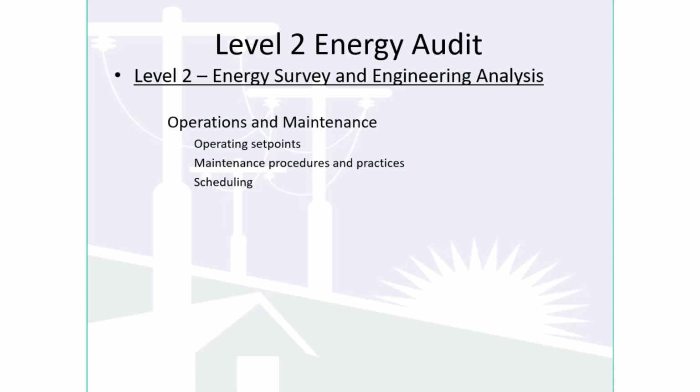We also want to look at maintenance procedures and practices. How often are filters changed? Do economizers work, and are they maintained, and do people know that? The other thing that's really important is scheduling. What is the scheduling of the personnel in the facility? And does the equipment scheduling match the occupancy schedule? And we find that that's a really important aspect of it.